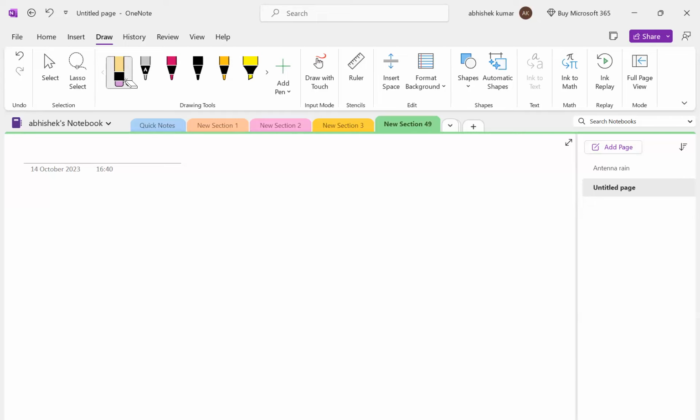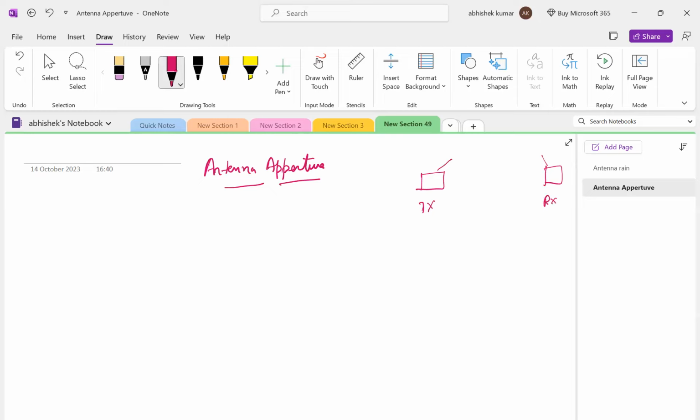Now see a couple more things about the antenna. Antenna aperture. When we discuss any link, suppose we have a transmitting system and we have a receiving system. In the receiving system, at the start we will have an antenna.